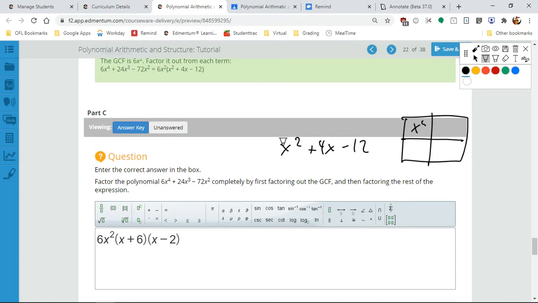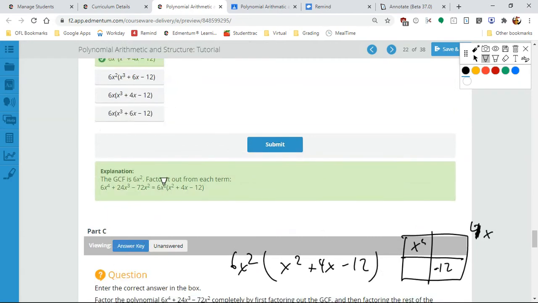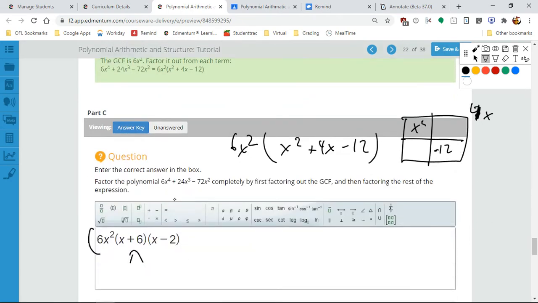Put your x squared here, you put your 12 here, and you're going to get this 4x over here. So you always kind of want to figure out what you're doing. And this is a negative 12. So the way I would think about this, aside from looking right here, obviously, keep in mind that we already factored out the 6x squared over here with the GCF. So that's how come there's a 6x squared out here.